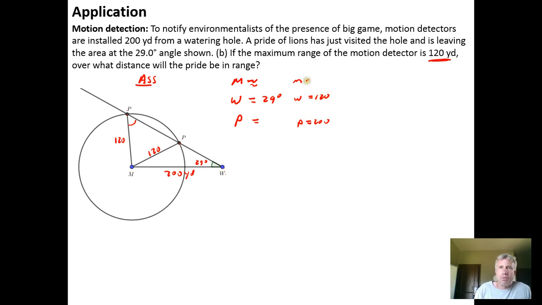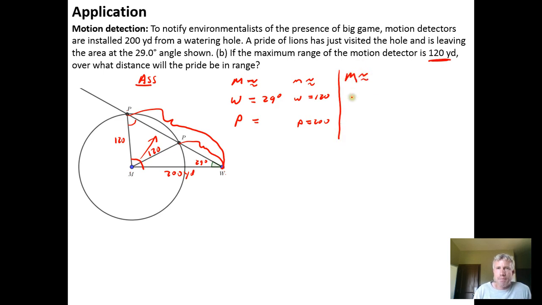We don't know the side opposite m. Here's my m angle. It's either going to be this, or the other m angle is going to be this on the bigger triangle. And so the side opposite that is going to be this distance here. So the two sides opposite angle m that we're going to get are going to be the two distances that we need. So again, we're going to need to solve both triangles.